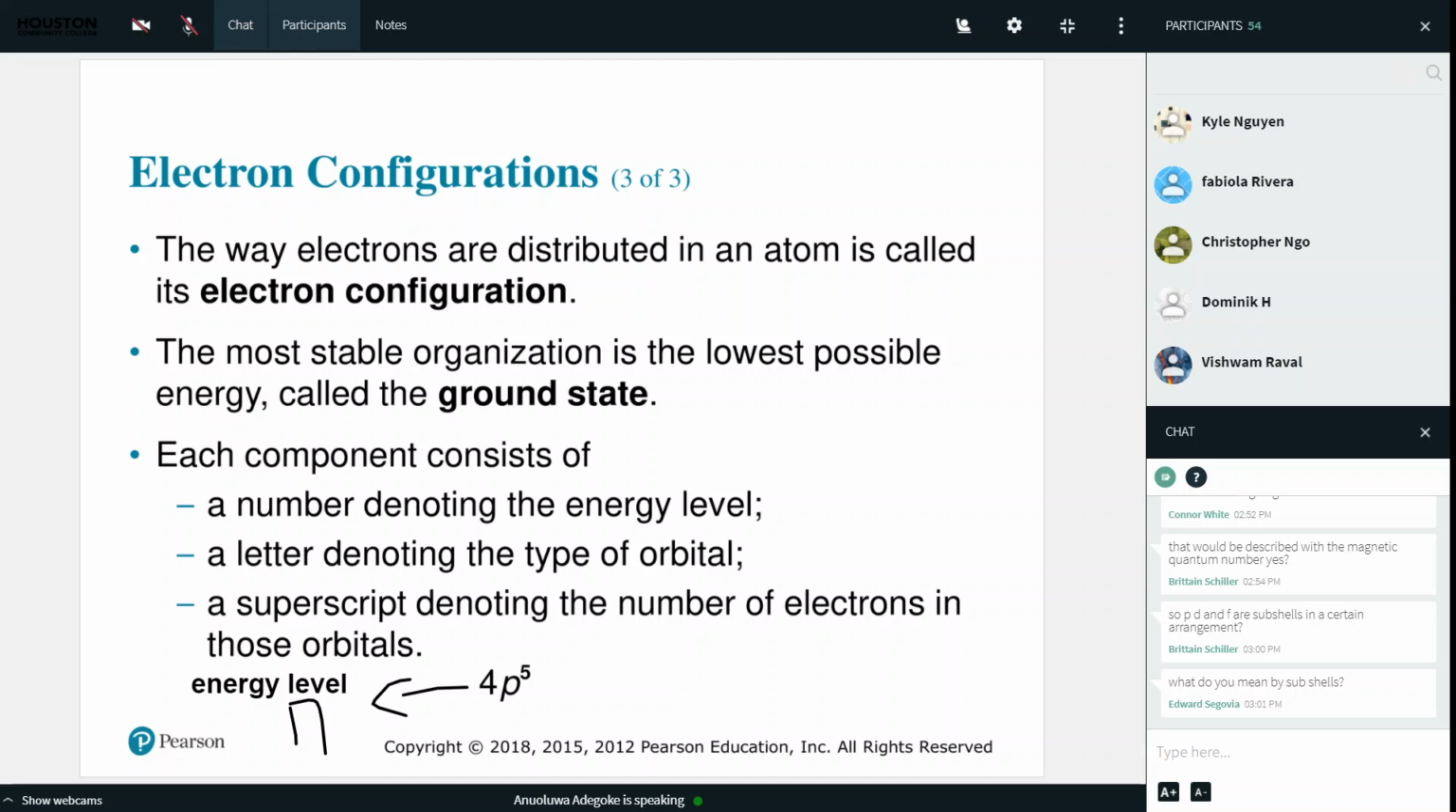Now, p represents the type of orbital, that is s, p, d, or f. That's also called the subshell. So p represents the type of orbitals like s, p, d, or f. And then this number 5 represents the number of electrons in those orbitals.